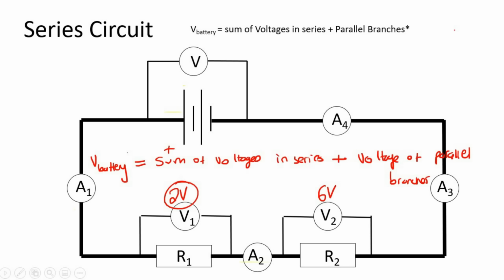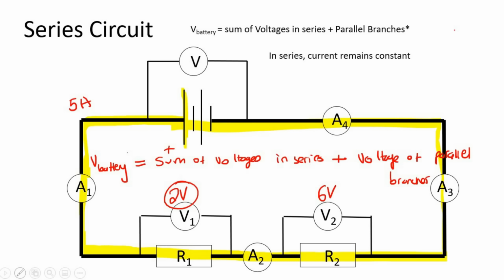Current stays constant. So what I mean by that, and you can think about it, we said that electricity starts over here and then it flows this way. So maybe we have a total current of 5 amps. Now over here it's still going to be 5 amps, and then it gets over here and it's just going to remain 5 amps all the way around. The current does not change in series.